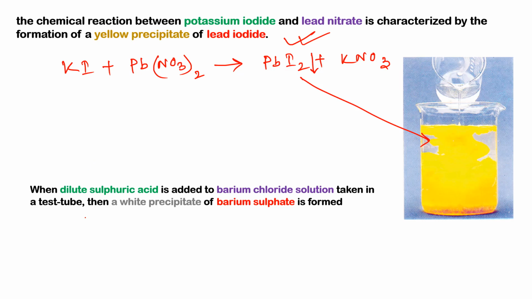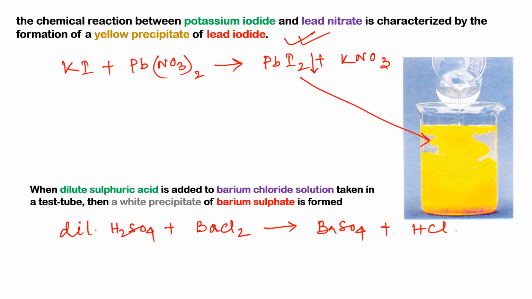Now in this chemical reaction, whenever dilute sulfuric acid is reacting with barium chloride solution, we are able to get a white precipitate. Dilute sulfuric acid, that means dilute H2SO4, whenever it is reacting with barium chloride, that means BaCl2, then we are able to get the white precipitate, that means BaSO4, barium sulfate, and HCl.